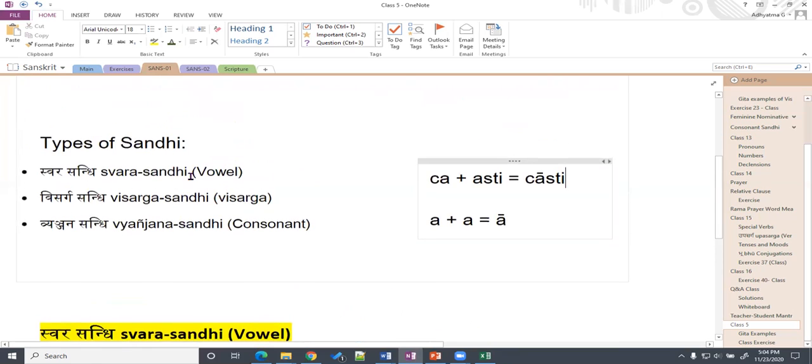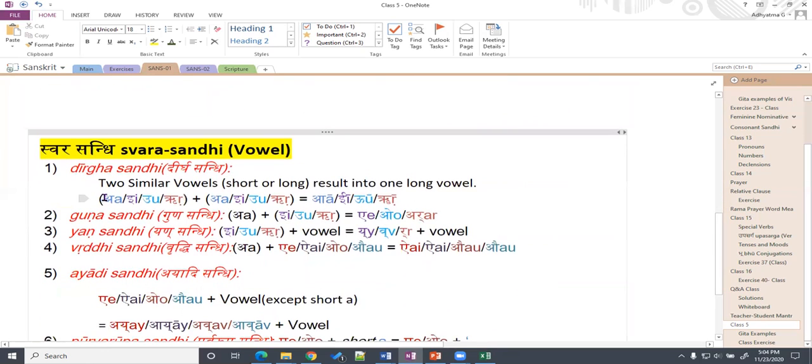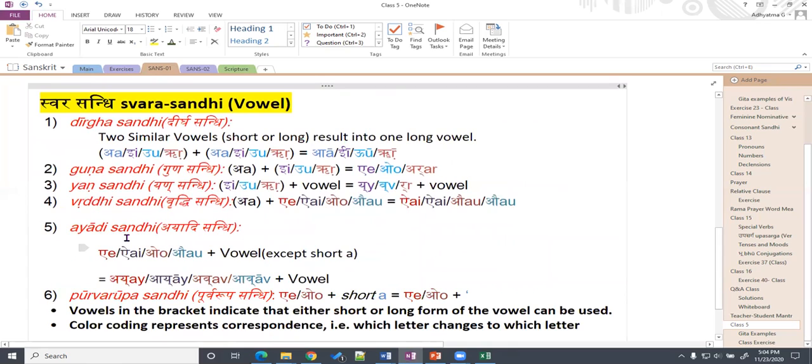Again, Swara Sandhi has a few variations. These are the main variations of Swara Sandhi, or the vowel Sandhi. The first one is Dirgha Sandhi, second is Guna Sandhi, and third is Vriddhi Sandhi. Our today's study will be confined to these three types of Swara Sandhi. So we'll cover these three in detail in today's class.